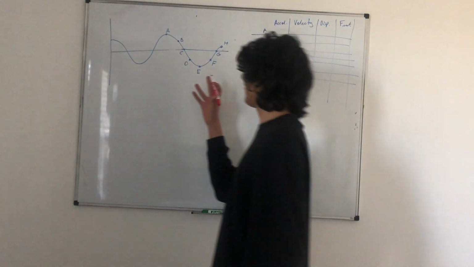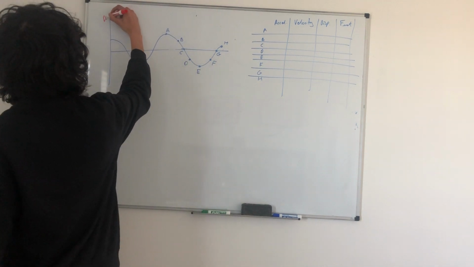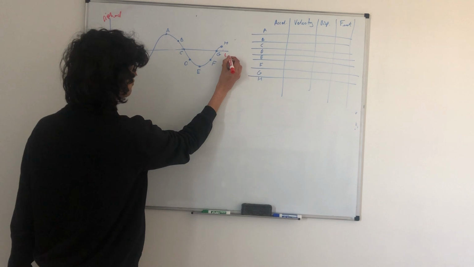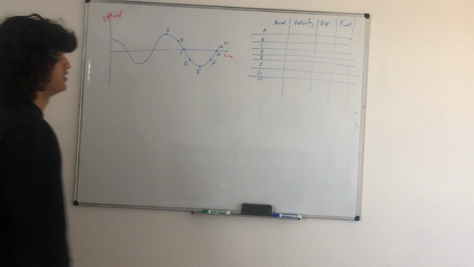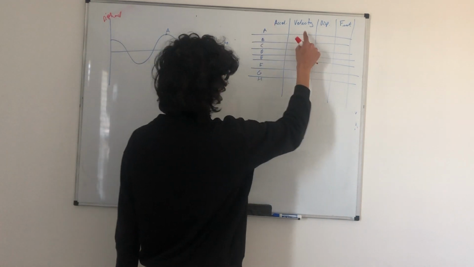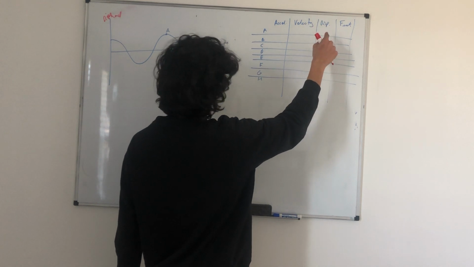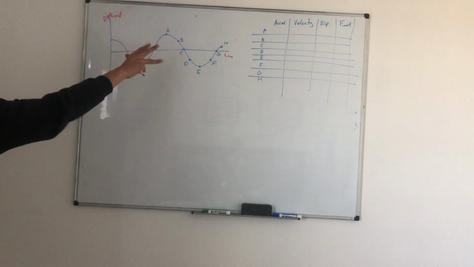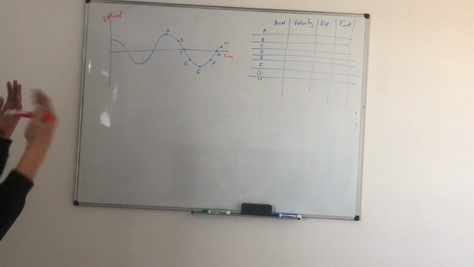So we have this graph for displacement. I forgot to add this is displacement versus time, and we just got to figure out the direction of the acceleration, the direction of the velocity, direction of the displacement, and then the direction of the F net. So, for each of these points, let's just start off with point A.